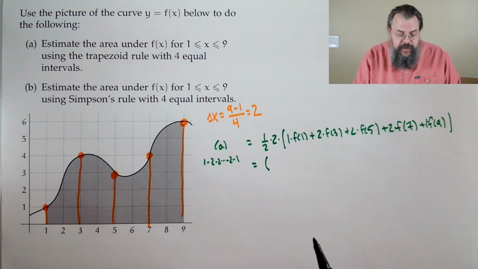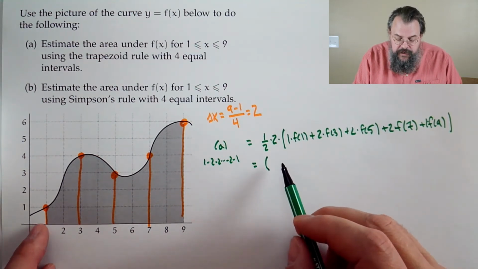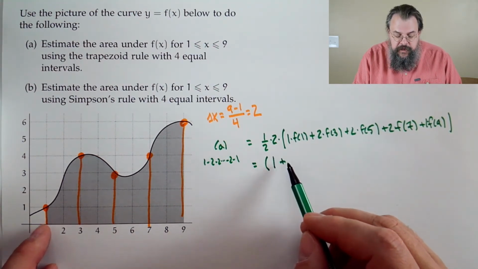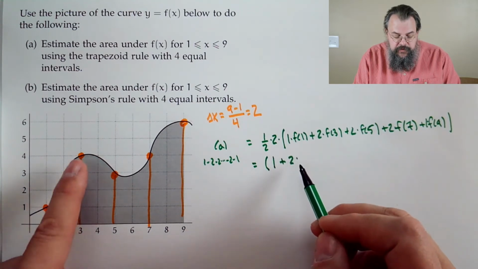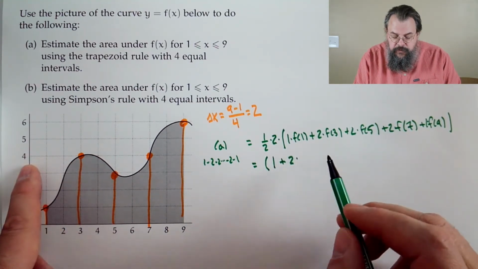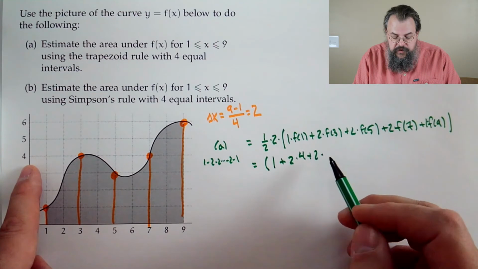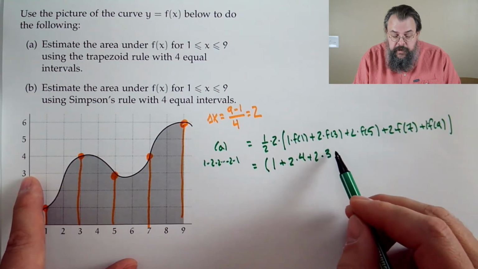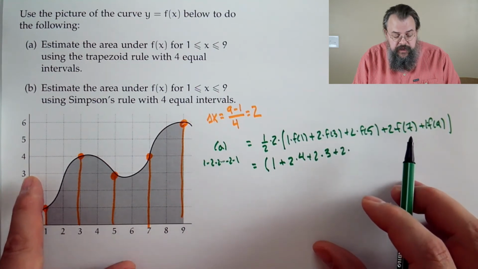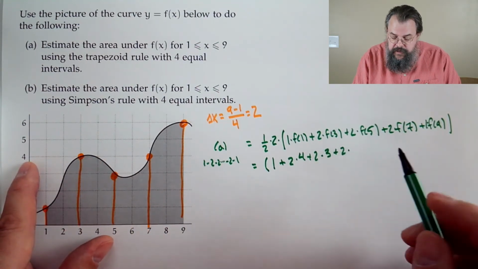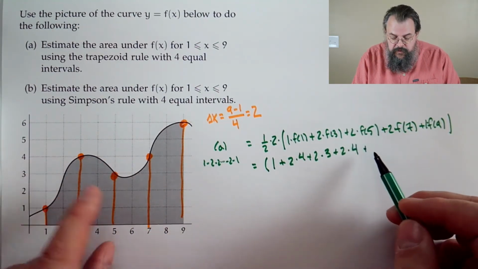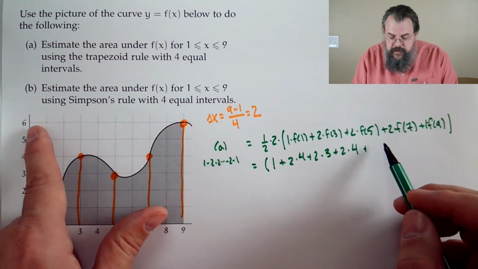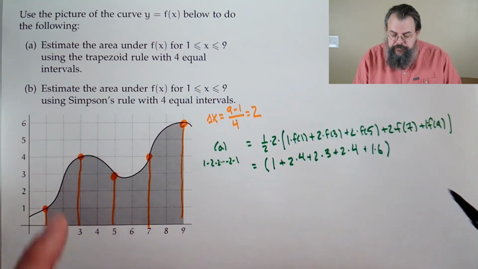Well, start reading it off. f of 1 is 1. So we get 1. And then we have 2 times f of 3. So that's 4. Plus 2 times f of 5 is 3. Plus 2 times f of 7 is 4 again, plus 1 times f of 9, which is 6.